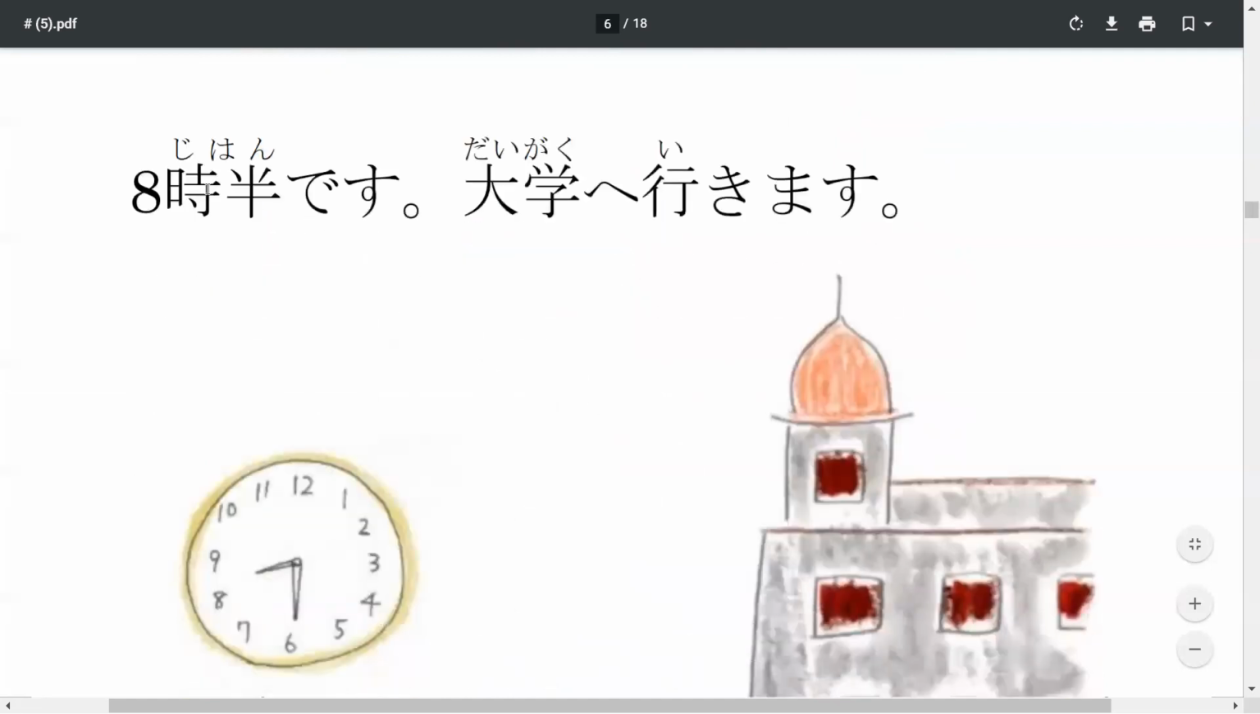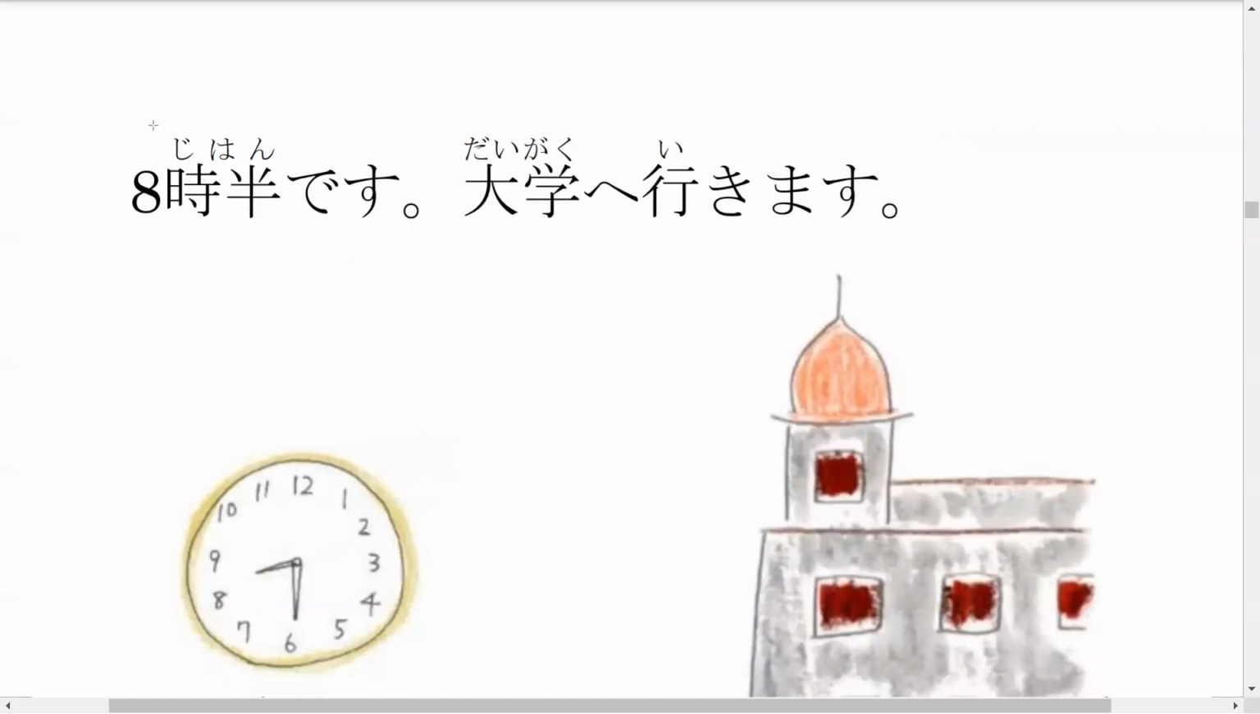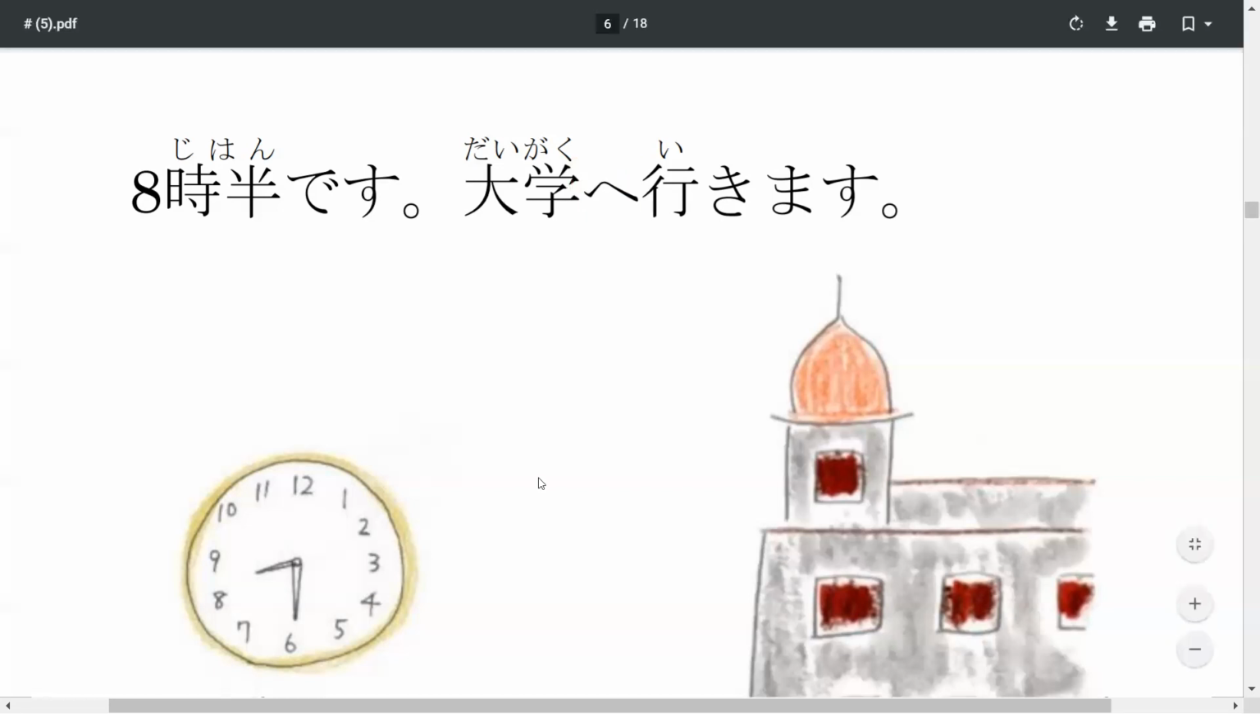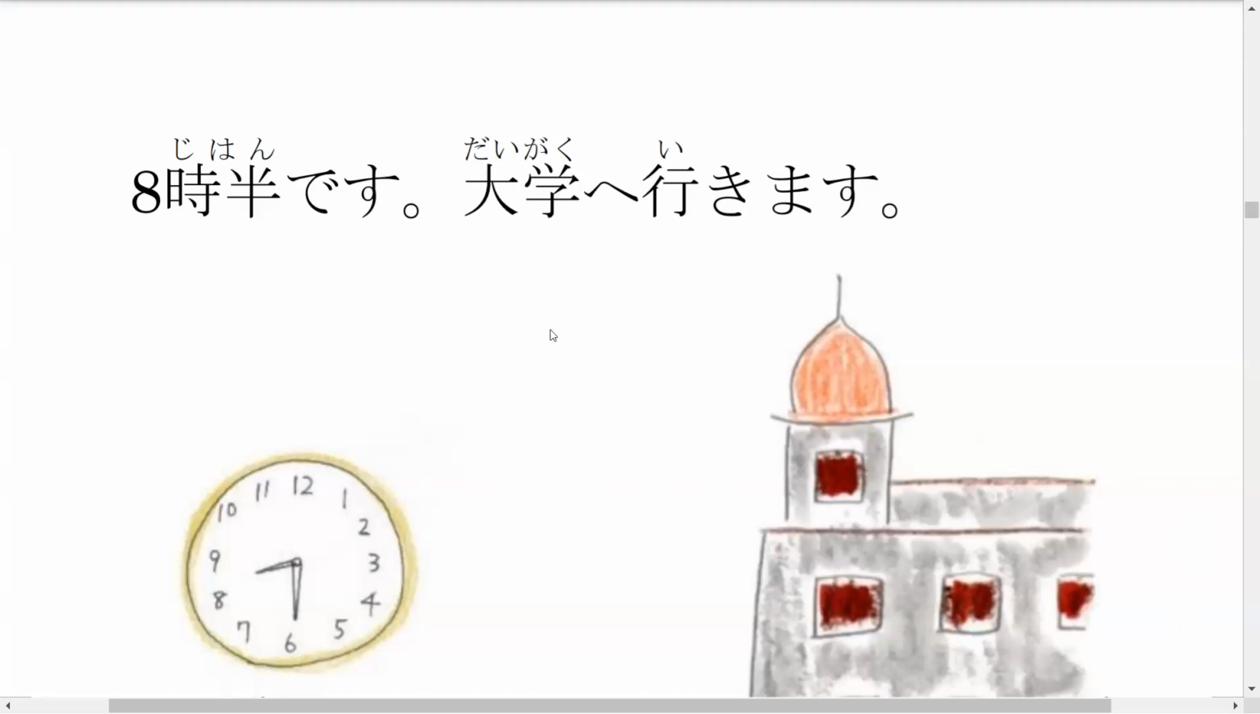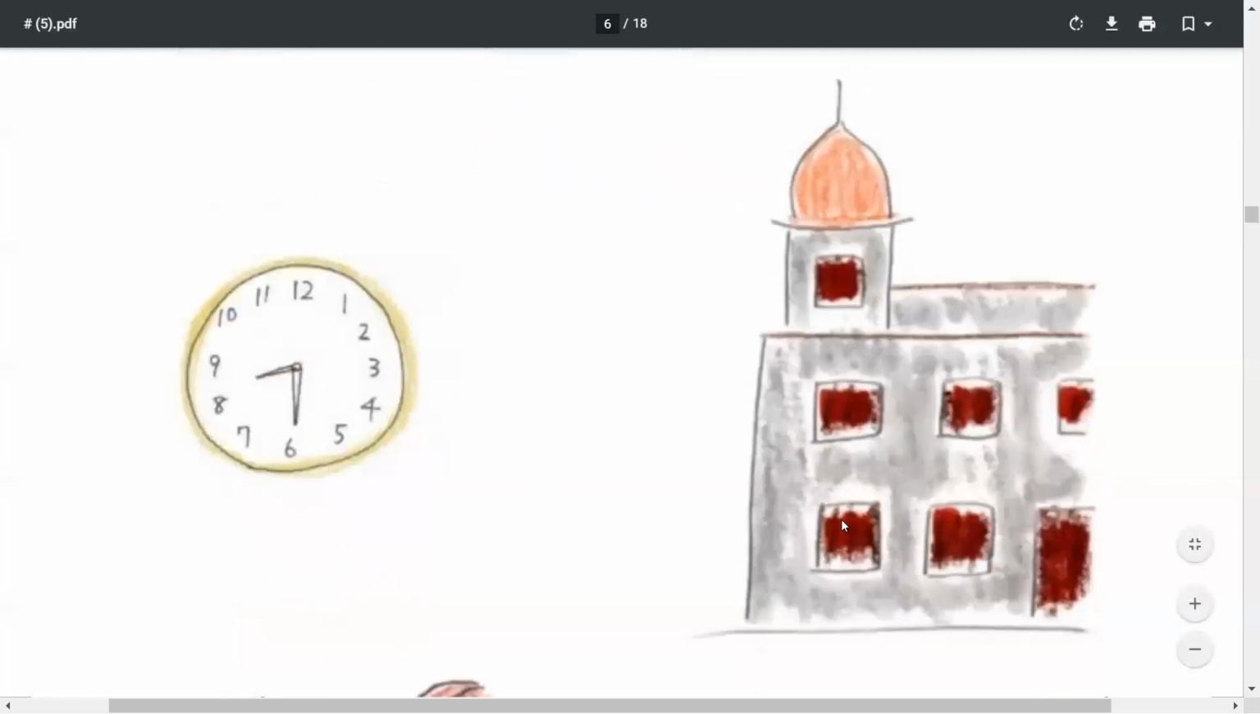Then we have hachiji han. Han means half. After using the ji for the clock, once we have han, it means half or 30 minutes. So we're saying 8:30. We have 8, then 30. Then we have daigaku, it means university. Daigaku e ikimasu. We have our particle e, to go. So we're saying that at 8:30 I will go to the school or to the university.